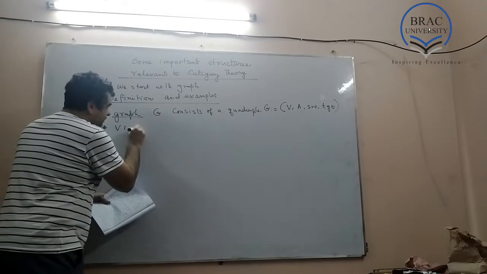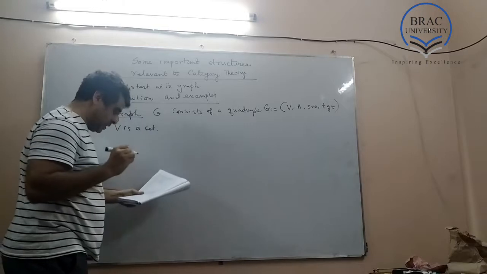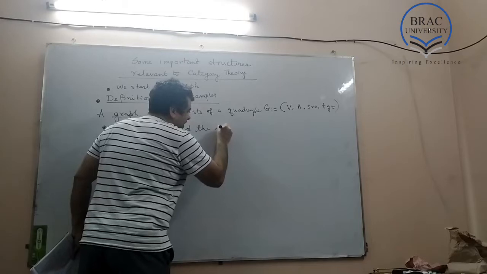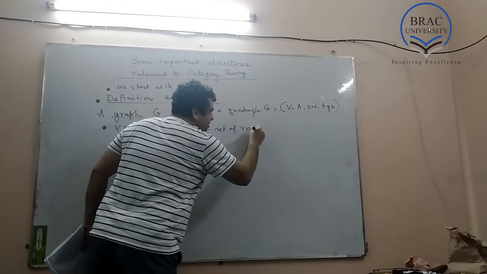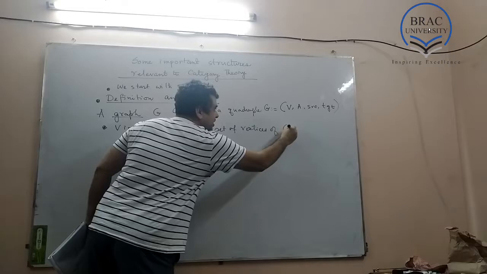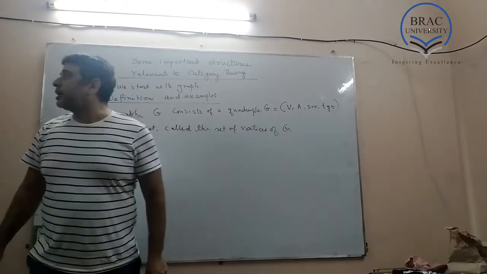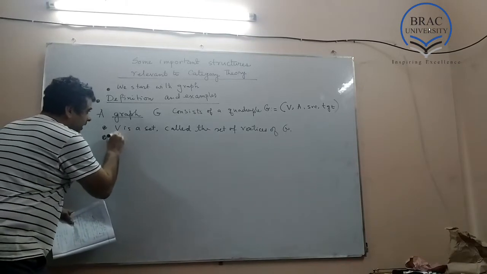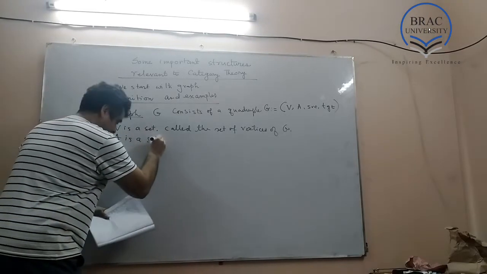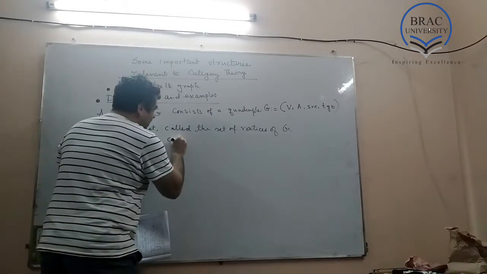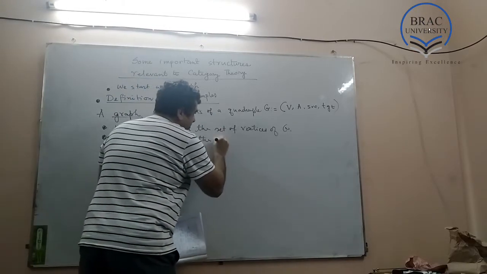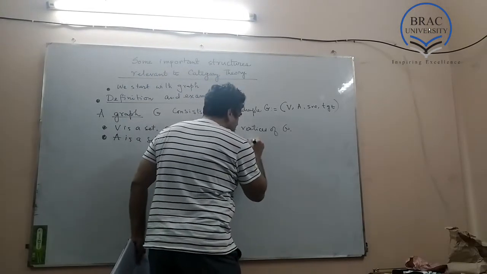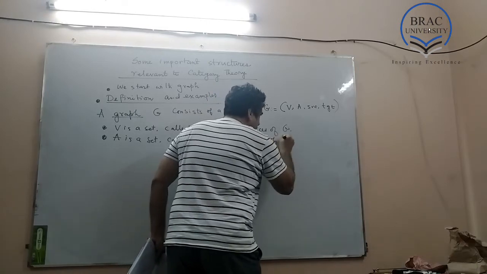V is a set called the set of vertices of G. And A is another set called the set of arrows, or actually the set of edges, of G.